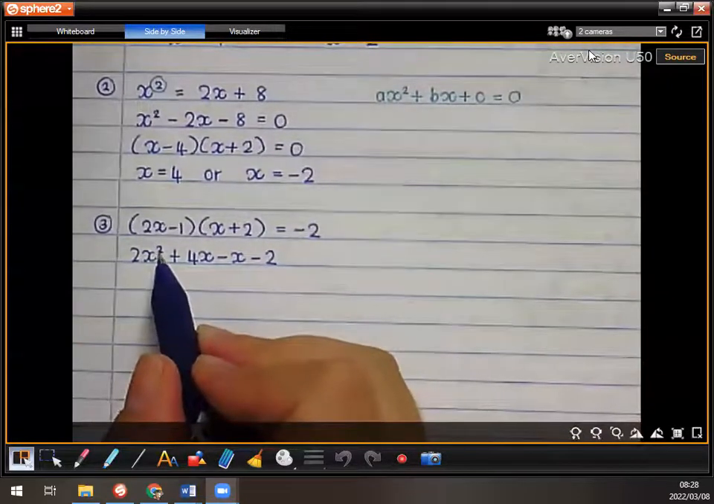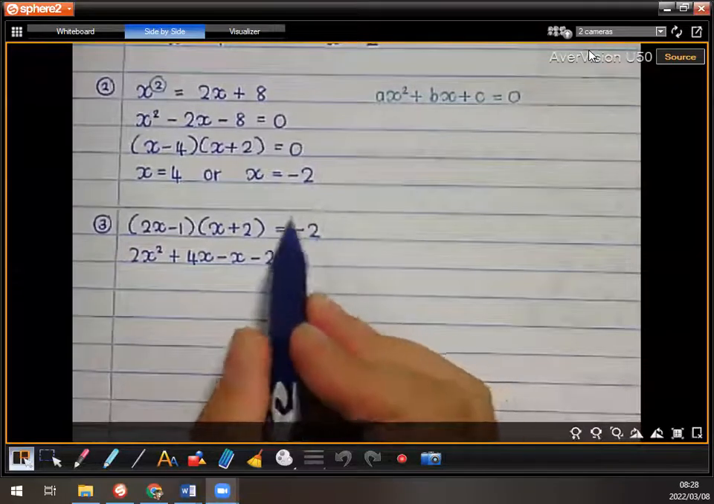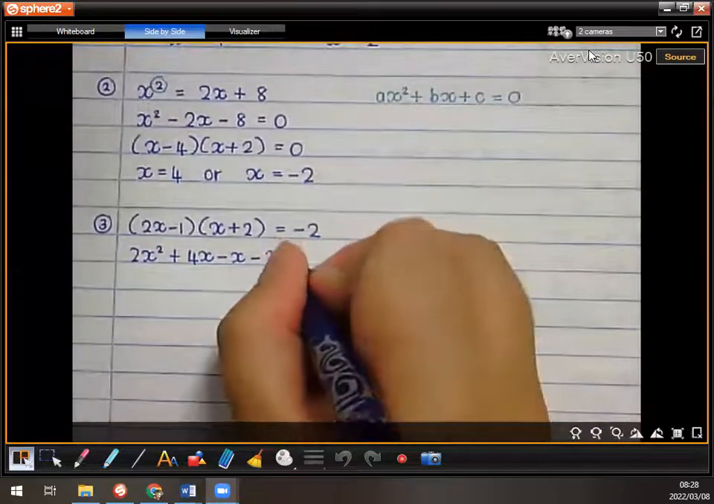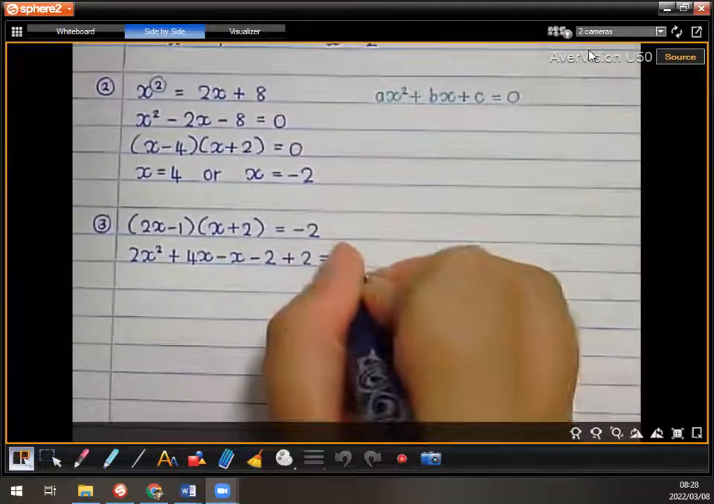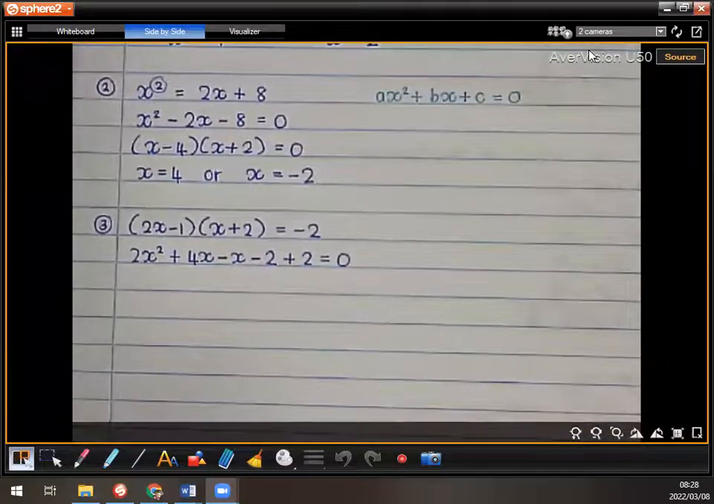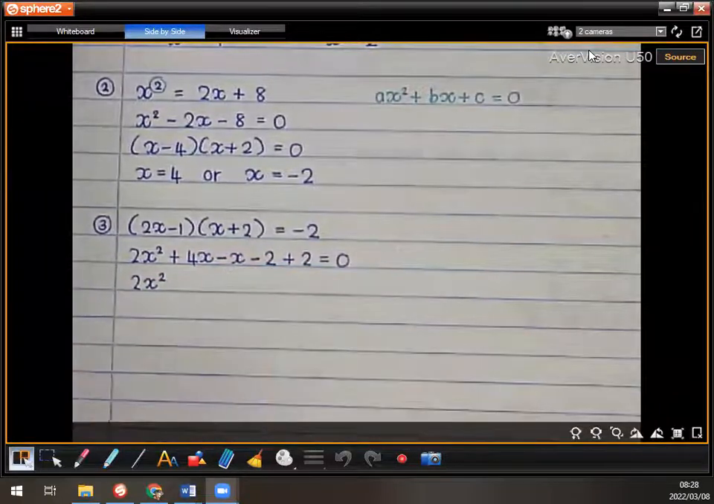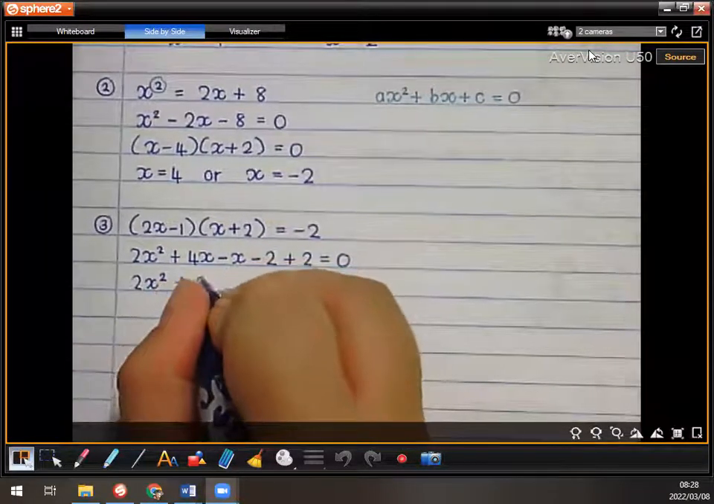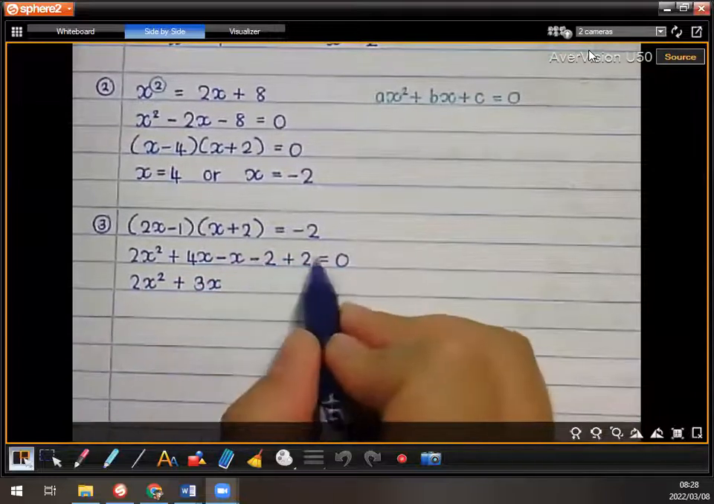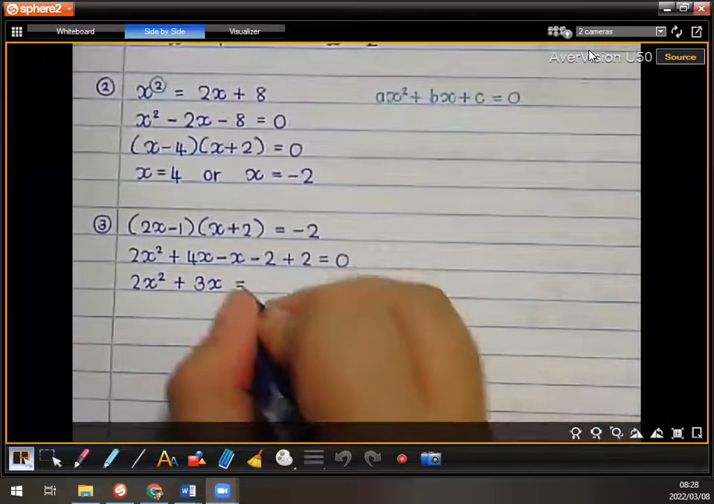So we have to get everything on the one side equal to 0. So I'm going to bring this -2 over. It's going to become +2 equal to 0. So I multiplied out and got everything on the one side in one step. Okay, you can do that in 2 steps if you want to. Let's collect like terms. 2x squared plus 3x. And then -2 plus 2 is 0, right?